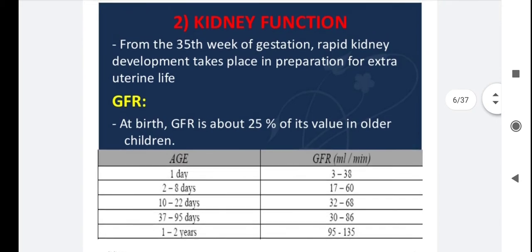Number 2, kidney function. From the 35th week of gestation, rapid kidney development takes place in preparation for extrauterine life. GFR at birth is about 25% of its value in older children.